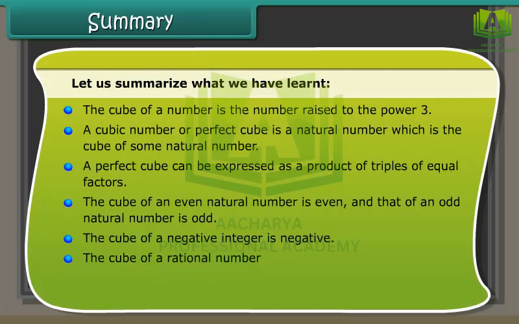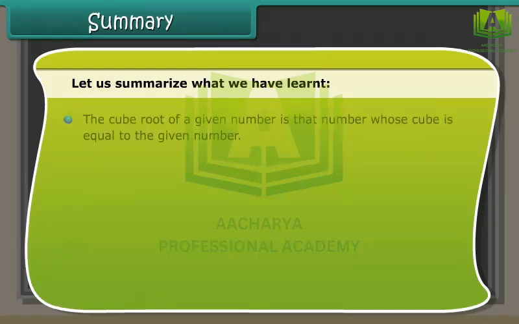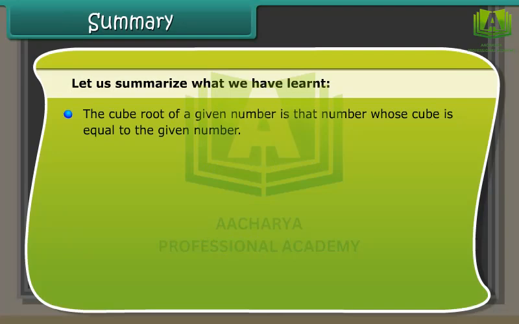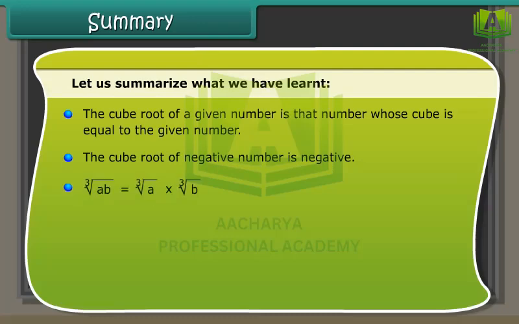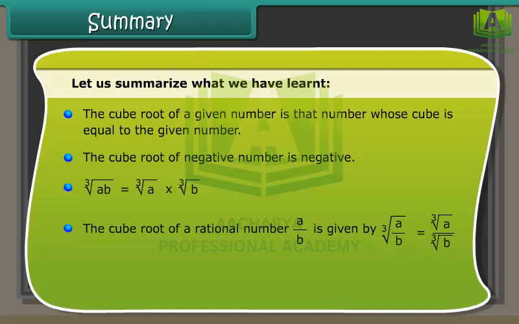The cube of a rational number a/b is (a/b)³, which is equal to a³/b³. The cube root of a given number is that number whose cube is equal to the given number. The cube root of a negative number is negative. ∛(AB) = ∛A × ∛B. The cube root of a rational number A/B is given by ∛(A/B) = ∛A / ∛B.